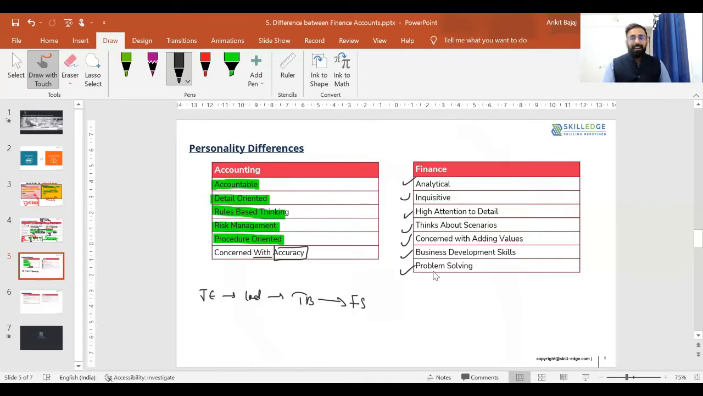Problem solving: here your work will be analysis. So you should know how to do analysis, and when you will be doing analysis, you will be forecasting several things. At that time, problem solving skills are very much important.